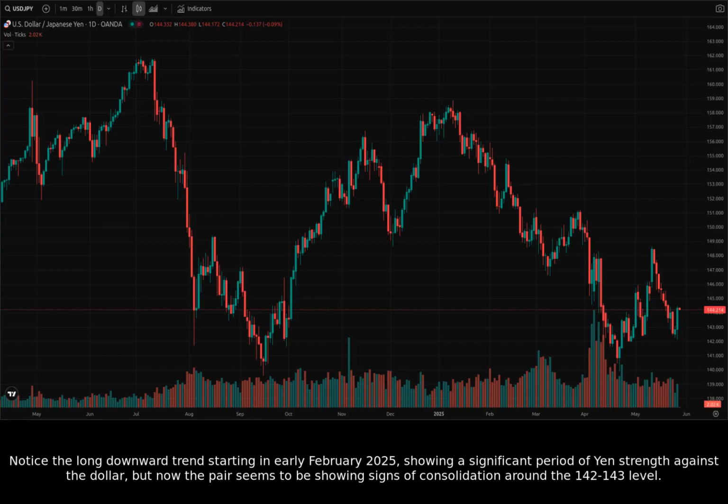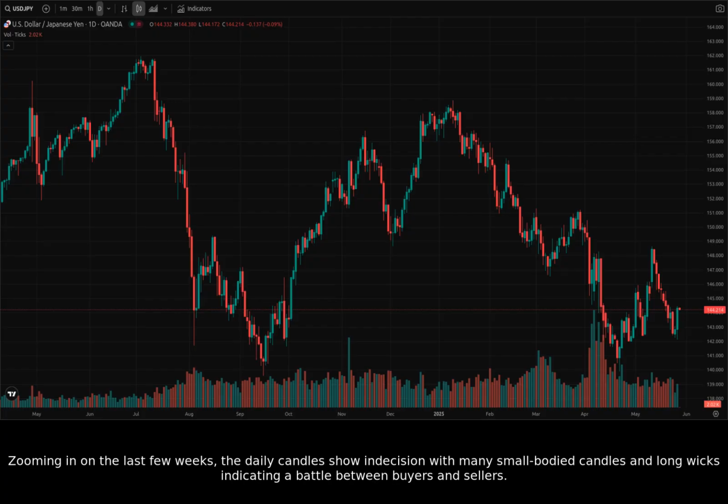Notice the long downward trend starting in early February 2025, showing a significant period of yen strength against the dollar. But now the pair seems to be showing signs of consolidation around the 142 to 143 level. Zooming in on the last few weeks, the daily candles show indecision with many small-bodied candles and long wicks indicating a battle between buyers and sellers.